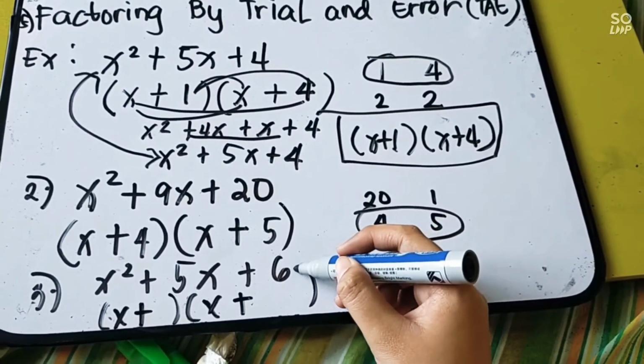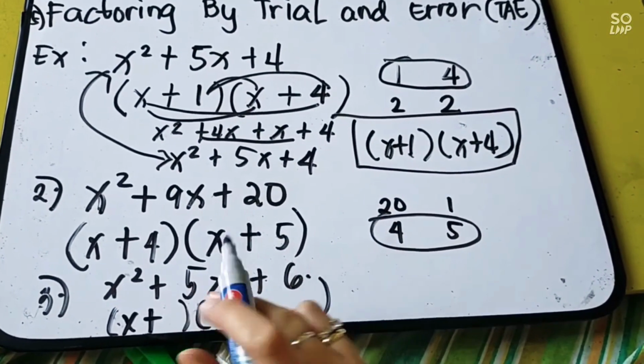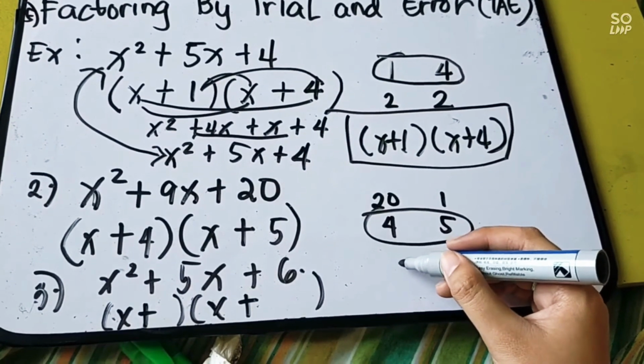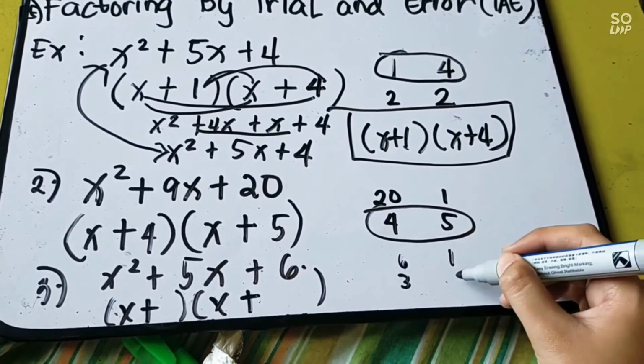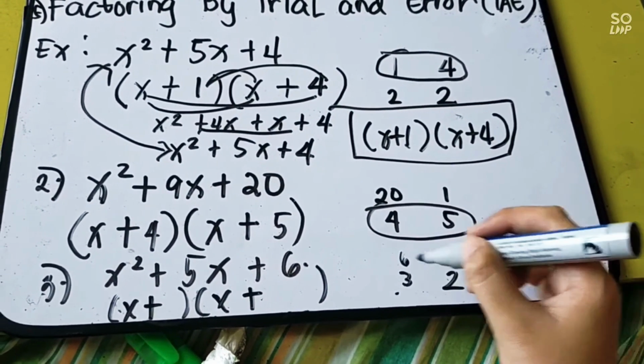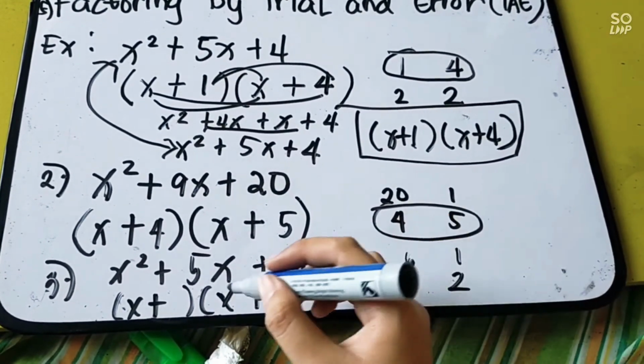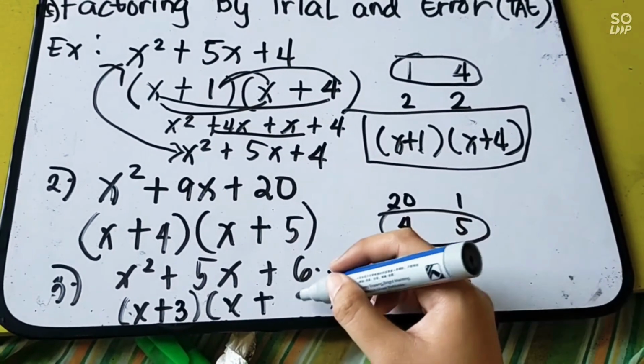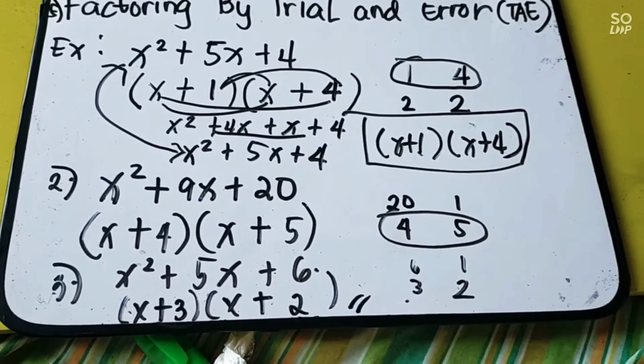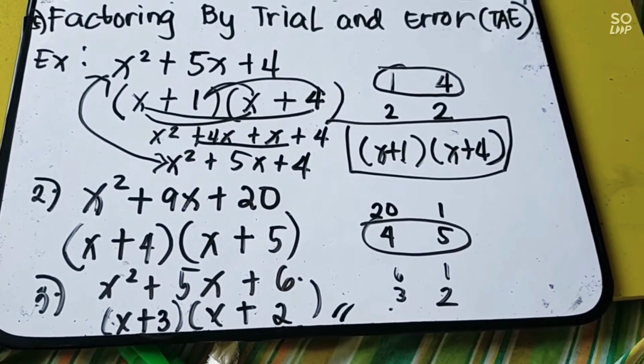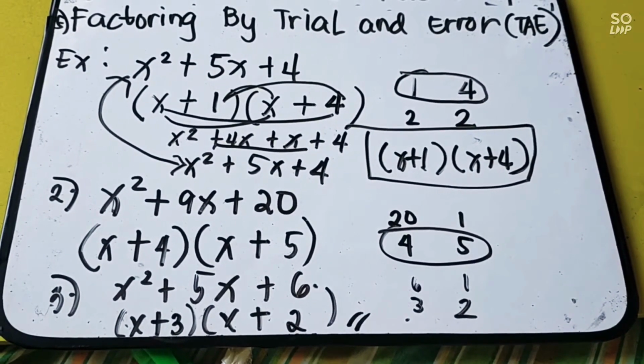Factors of 6. When you add them, the answer should be 5. The factors of 6 are 6 and 1, and 3 and 2. So, 3 plus 2, the answer is 5. So, the answer is plus 3 and plus 2. Alright? Now, let's move on to the one with a negative sign.